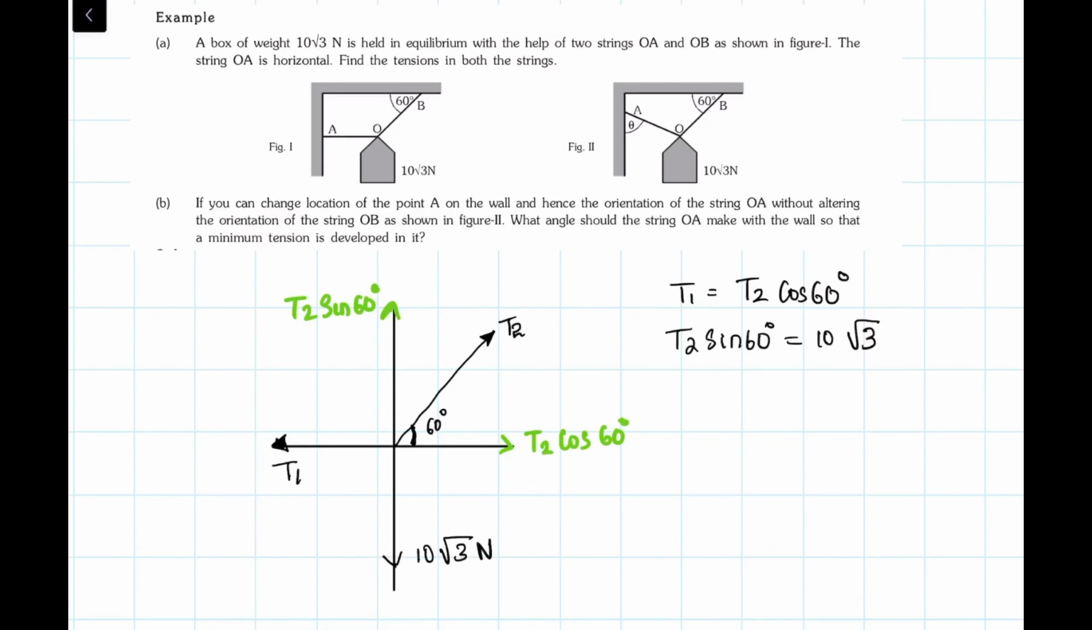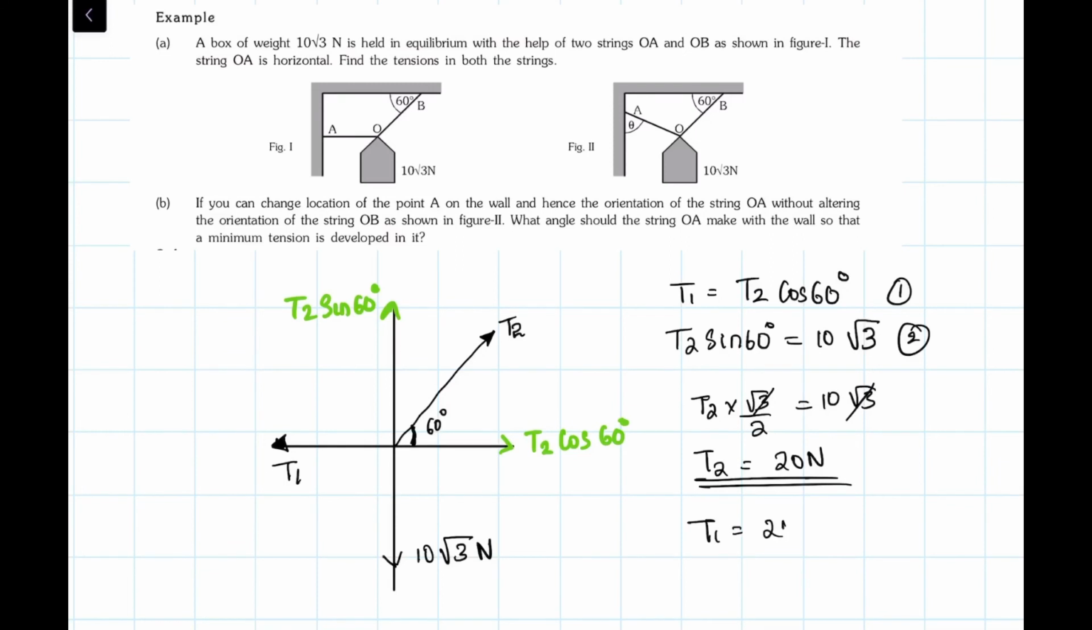These are the 2 equations, and we can solve these 2 equations to find out the value of T1 and T2. What will you get? T2 sin 60 means root 3 by 2 equal to 10 root 3. Root 3 will get cancelled to get T2 equal to 20 Newton. That's the first part. Then if T2 is 20 Newton, T1 equal to 20 cos 60. Cos 60 is 1 by 2, so you get 10 Newton. So T1 will be equal to 10 Newton. That part is easy. There is not much confusion in that.